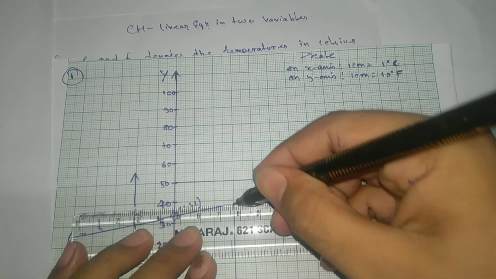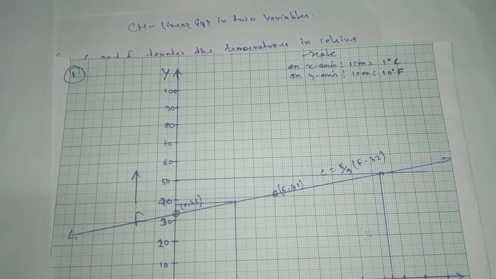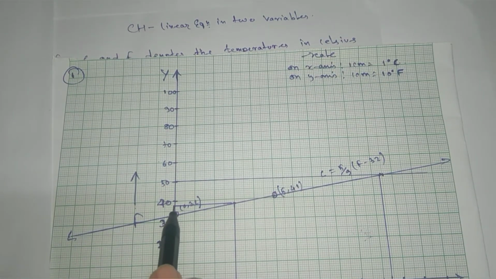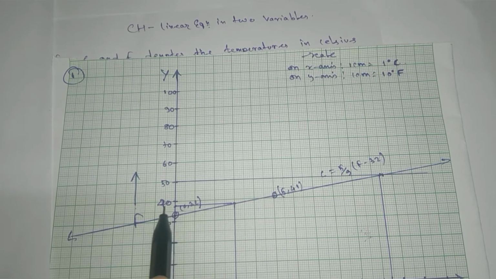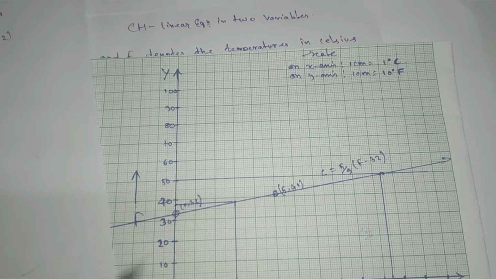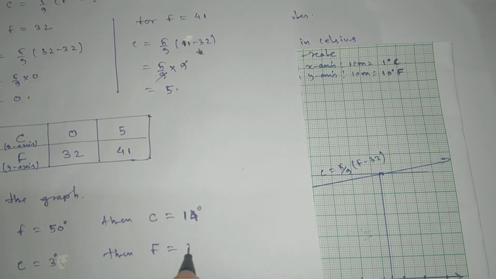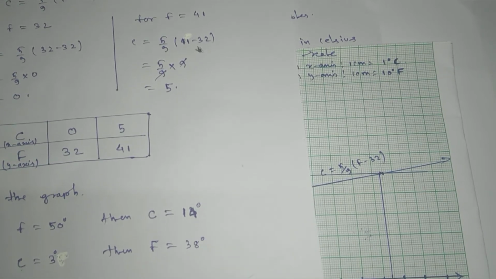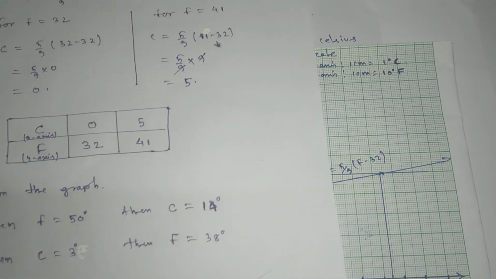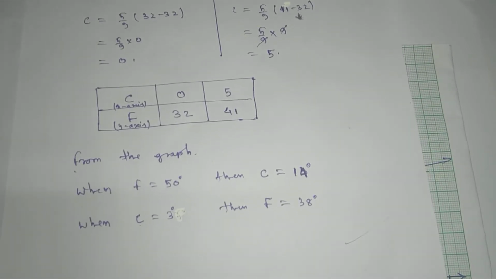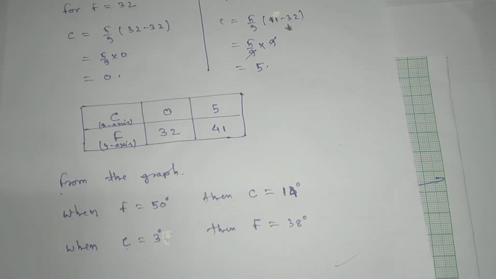So join it here. What you can see here is very close to 38. From the graph we are getting 38, when this is 3 degrees. You can check your answer by substituting here. Let's see whether we are getting 38 or not.